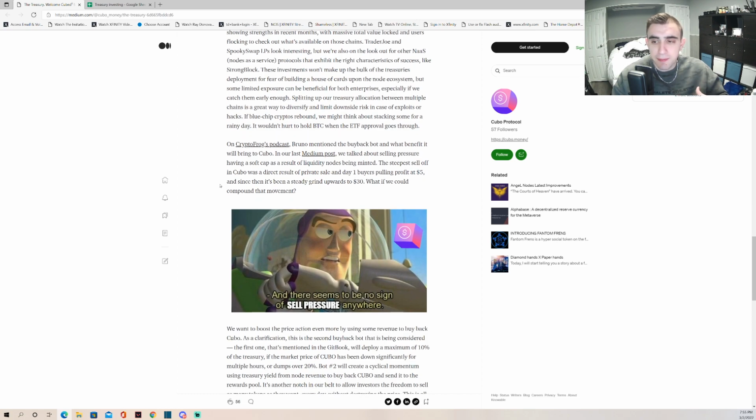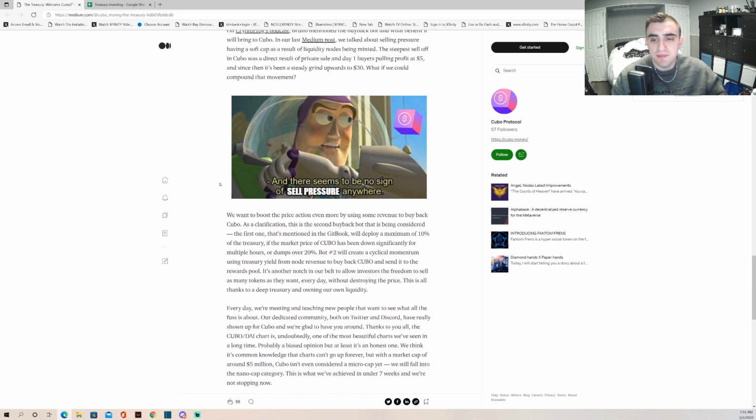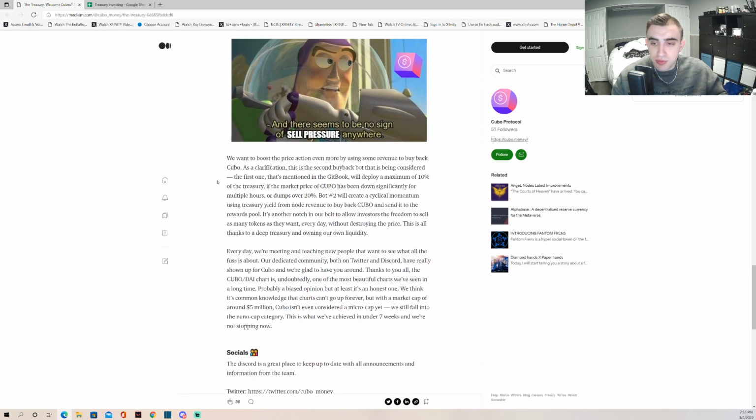Bruno mentioned the buyback bot and what benefit it will bring to Cubo. In our last Medium post, we talked about selling pressure having a soft cap as a result of liquidity nodes being minted. The steepest sell-off in Cubo was a direct result of private sale and day one buyers pulling profit at $5. And since then, it's been a steady grind upwards to $30, as you guys saw. What if we could compound that movement? We want to boost the price action even more by using some revenue to buy back Cubo.